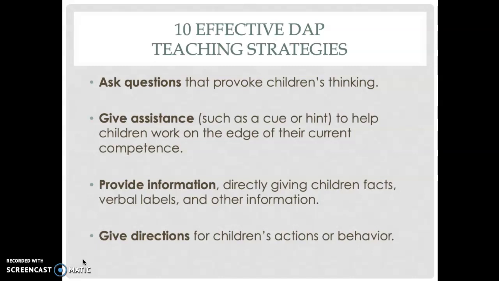Oh, excuse me, and I skipped one. I apologize. Provide information. Provide information, directly giving children facts, verbal labels, and other information. So an example of this can be, me and my daughters, we go hiking frequently in Mount Diablo, which is in Concord and Clayton.